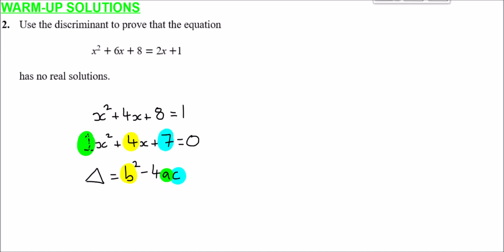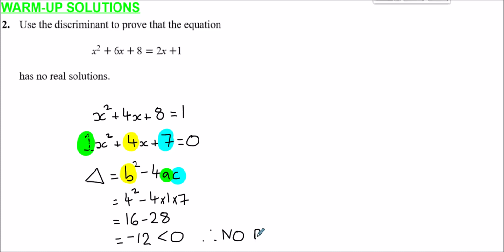And so if we just substitute in these values, we see that the discriminant must be 4 squared minus 4 times 1 times 7. 4 squared is 16, 4 times 7 is 28, so 16 minus 28 gives us minus 12, which is less than 0. Now when the discriminant is less than 0, that's a proof that the quadratic has no real solutions. And so we've done it there by just using this property of the discriminant.